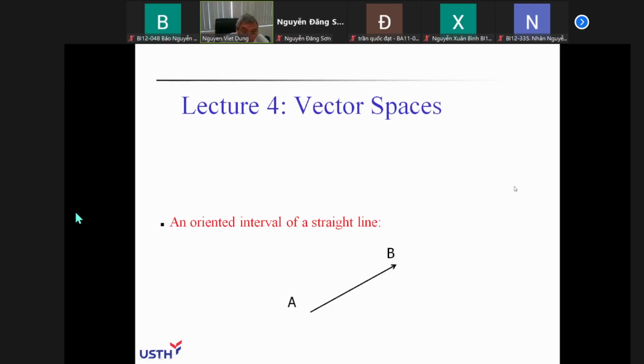Next, we begin the lecture on vector space. For the vector space, you can see that the vector we study in high school is some oriented interval of a straight line like that, with an origin and an ending point.